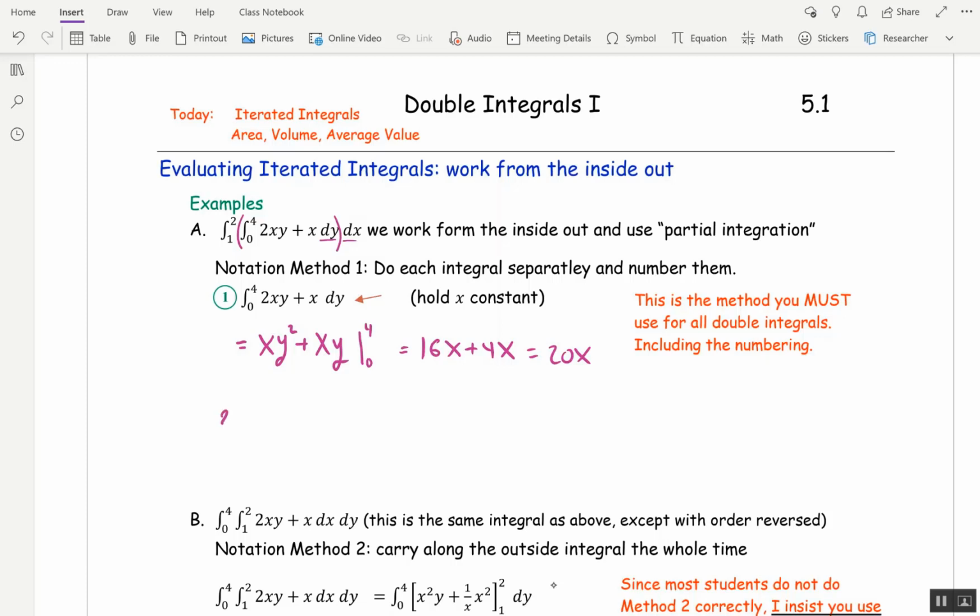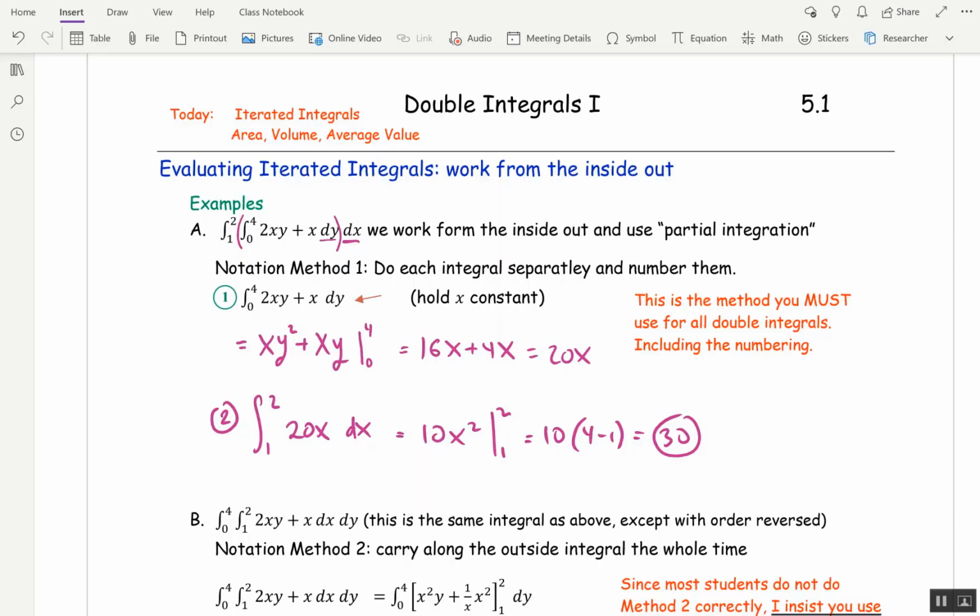Then I do the second integral, and I number it with number 2. And I use the limits on the outside integral here. They go from 1 to 2. I use the answer from my first integral, which is 20x, and then I'm integrating with respect to x. Now I'm going to get a number when I integrate. So that's going to be 10x squared between 2 and 1, which is 10 times 4 minus 1, which is 30. That's how you evaluate a double integral.